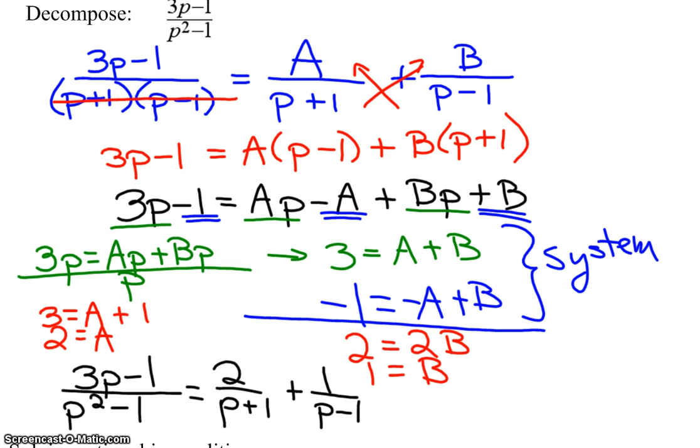You could actually check your problem just by going back and doing the quick little crisscross check. 2 times (p plus 1) is 2p plus 2. (p minus 1) times 1 is p minus 1. And if you add those two things together, you do get 3p plus 1. So my final answer was (3p plus 1) over (p squared minus 1) equals 2 over (p minus 1) plus 1 over (p plus 1). This concludes the podcast on decomposition of fractions.